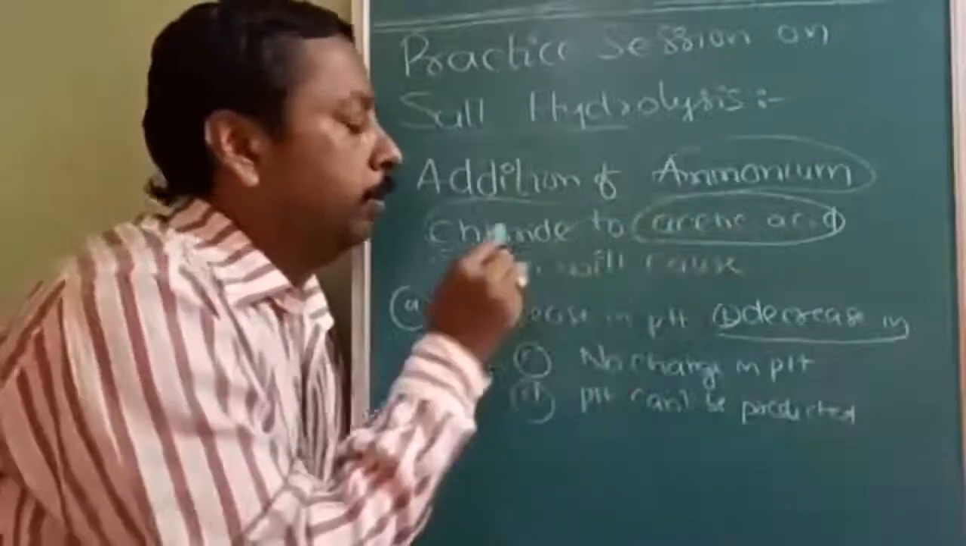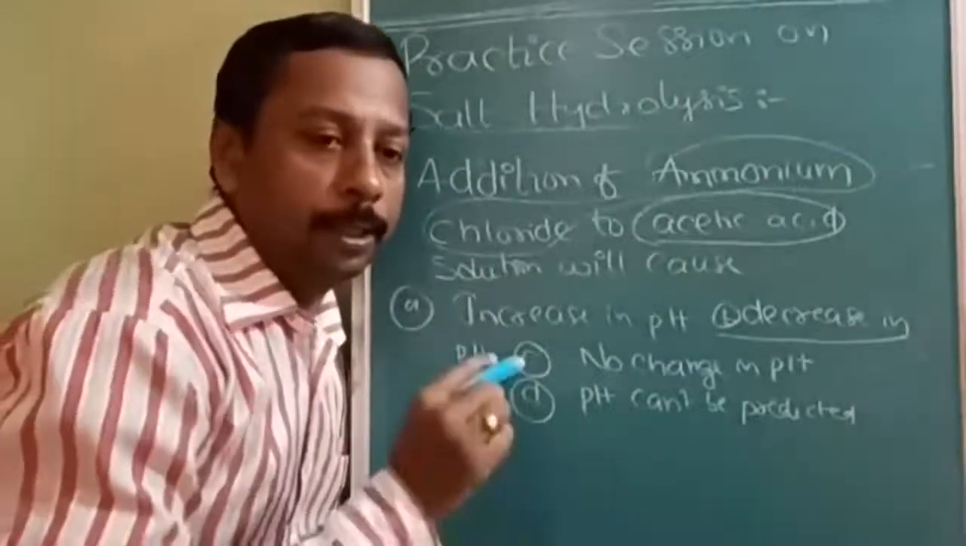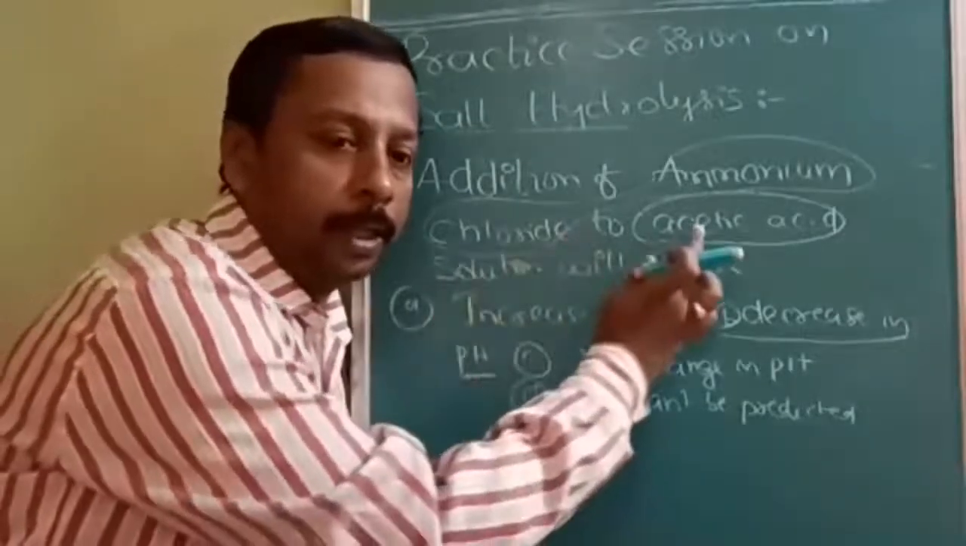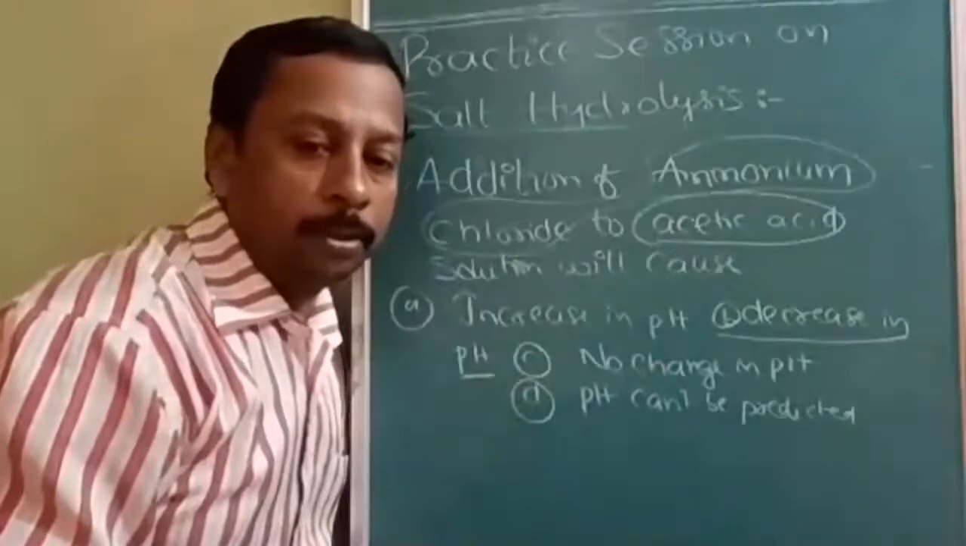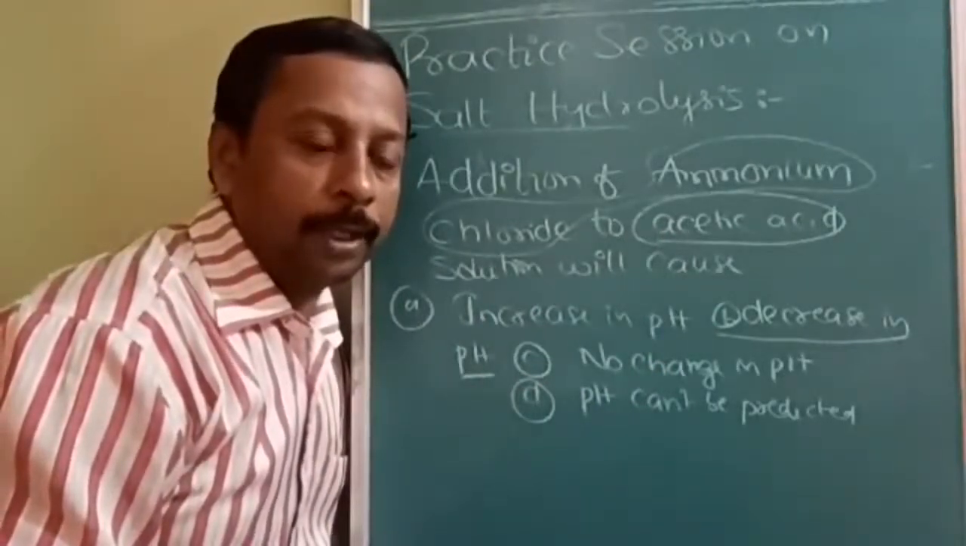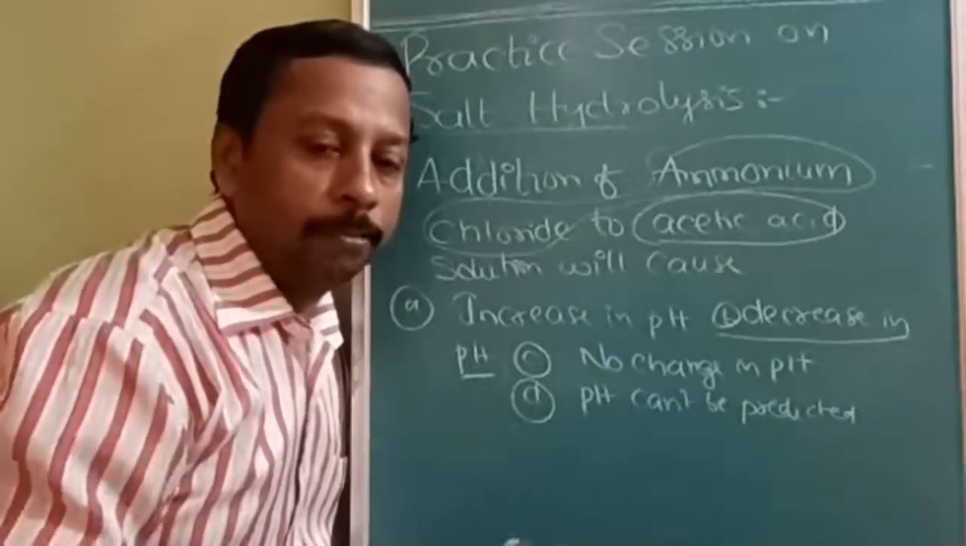See, ammonium chloride, HCl. HCl is a strong acid. So the resultant is going to be acidic. So this is acid and it is being added to the acid. So when acid is added to acid, the acidic strength will improve. Acidic strength improves, so decrease in pH.